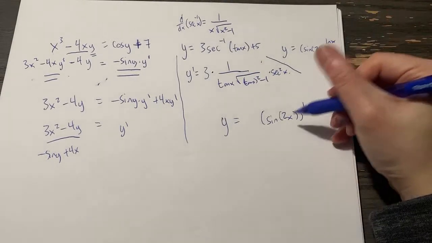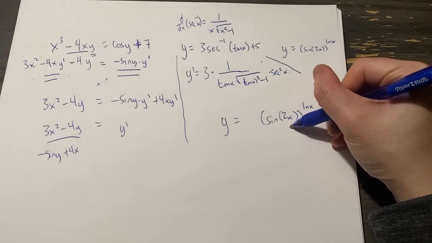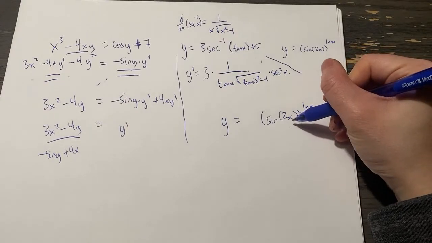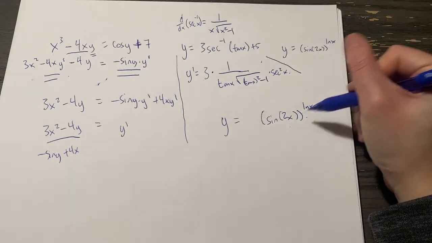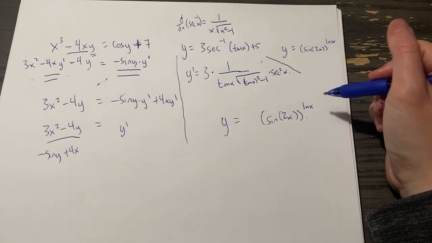And why do I know it's log diff? Again, it's because it has x's in the base and the exponent as opposed to x in the base, a number in the exponent, which is power rule, or a number in the base and x in the exponent, which is the a to the x rule.